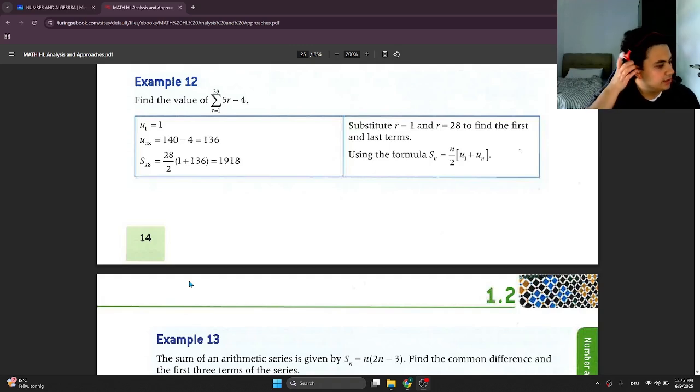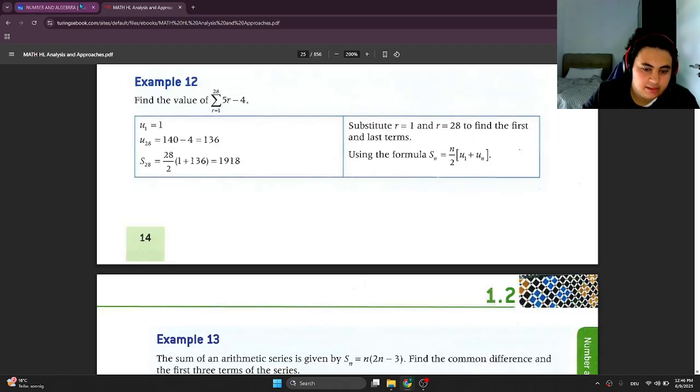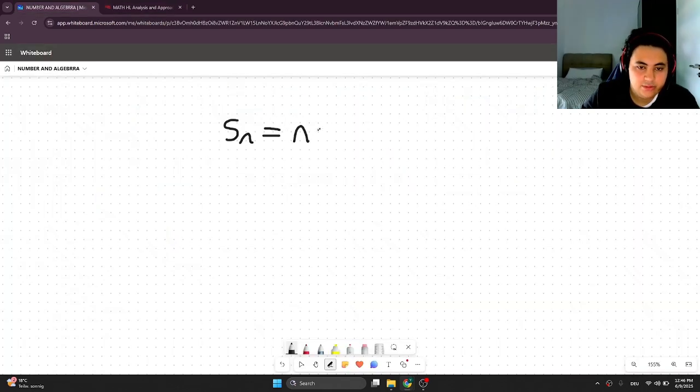Okay, so now the next question. It says that the sum of an arithmetic series is given by Sn is equal to n multiplied by 2n minus 3. So now we can understand that we're working with the sum of an arithmetic series, and that the formula given for the sum of this arithmetic series is Sn is equal to n times 2n minus 3.